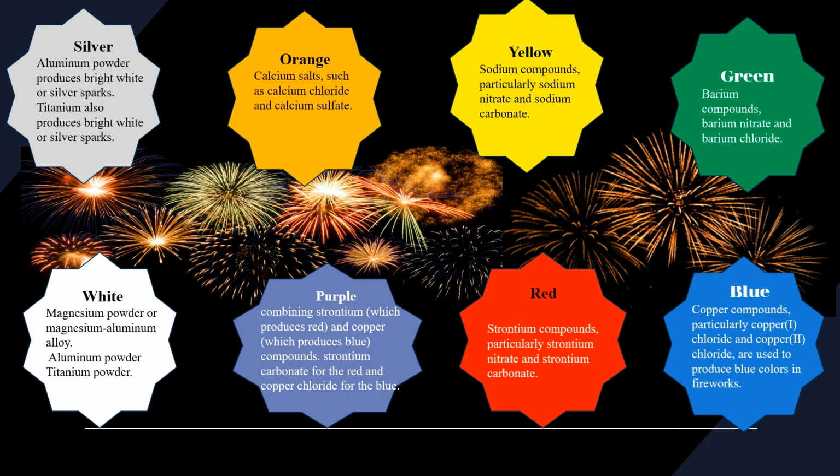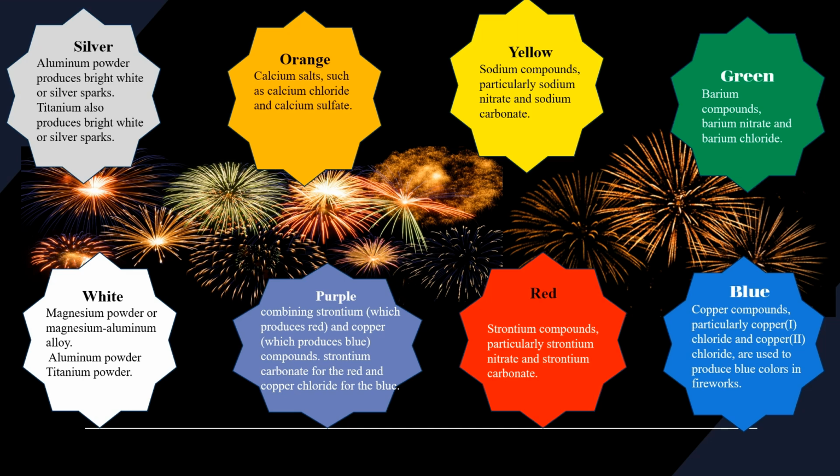Let's see how the colors arise in fireworks. There are different colors: orange, yellow, green, blue, and so on. These colors are made by metal salts. If you pick orange, calcium salts are commonly used metal salts to give orange color. For yellow, sodium compounds like sodium nitrate and sodium carbonate. The green color of the flame is given by barium compounds like barium nitrate or barium chloride. The blue color is produced by copper compounds, copper(I) chloride or copper(II) chloride.